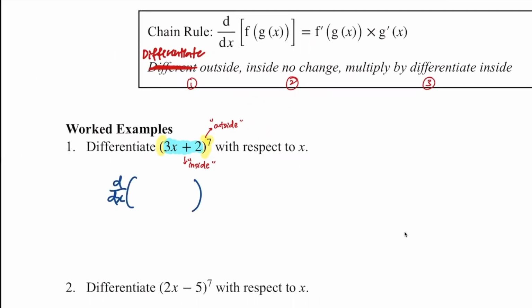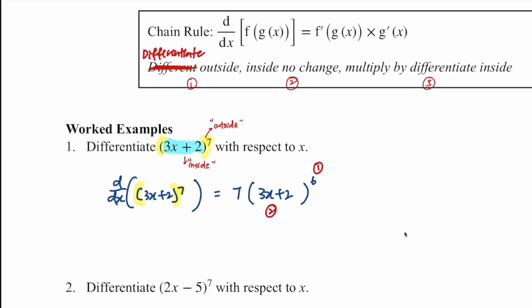Okay, so how do I apply chain rule? To differentiate this, I differentiate my outside first. My outside is power 7. So how do I differentiate something with power 7? Power bring down, power minus 1. Whatever I just wrote down here is step 1: differentiate outside. Then step 2, inside no change, meaning the 3x plus 2 remains as 3x plus 2.